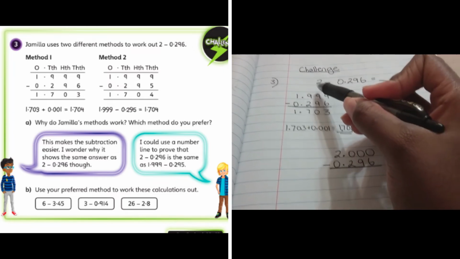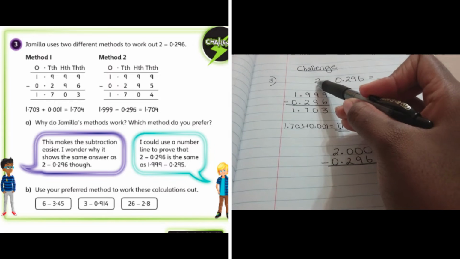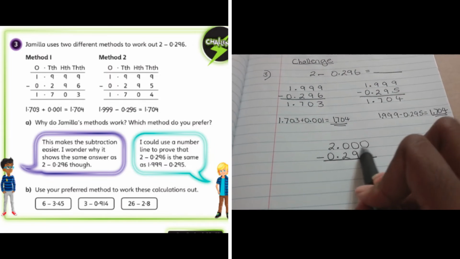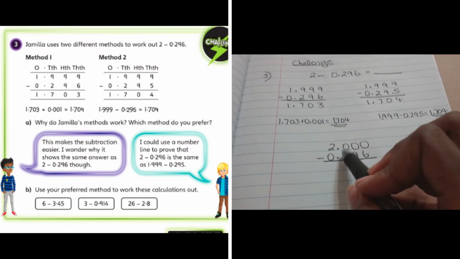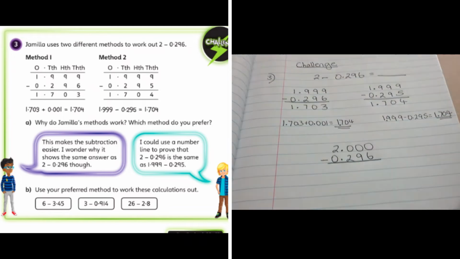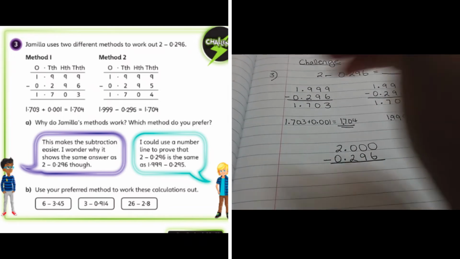What she did is she changed the number she was working with. She realized that if she tried to do 2 take away this, she was going to end up with a ton of zeros like this. So 3 zeros and then taking away stuff on the bottom, and she would have to regroup. So to avoid doing that, she took 0.001 away from the 2 and turned it into 1.999.